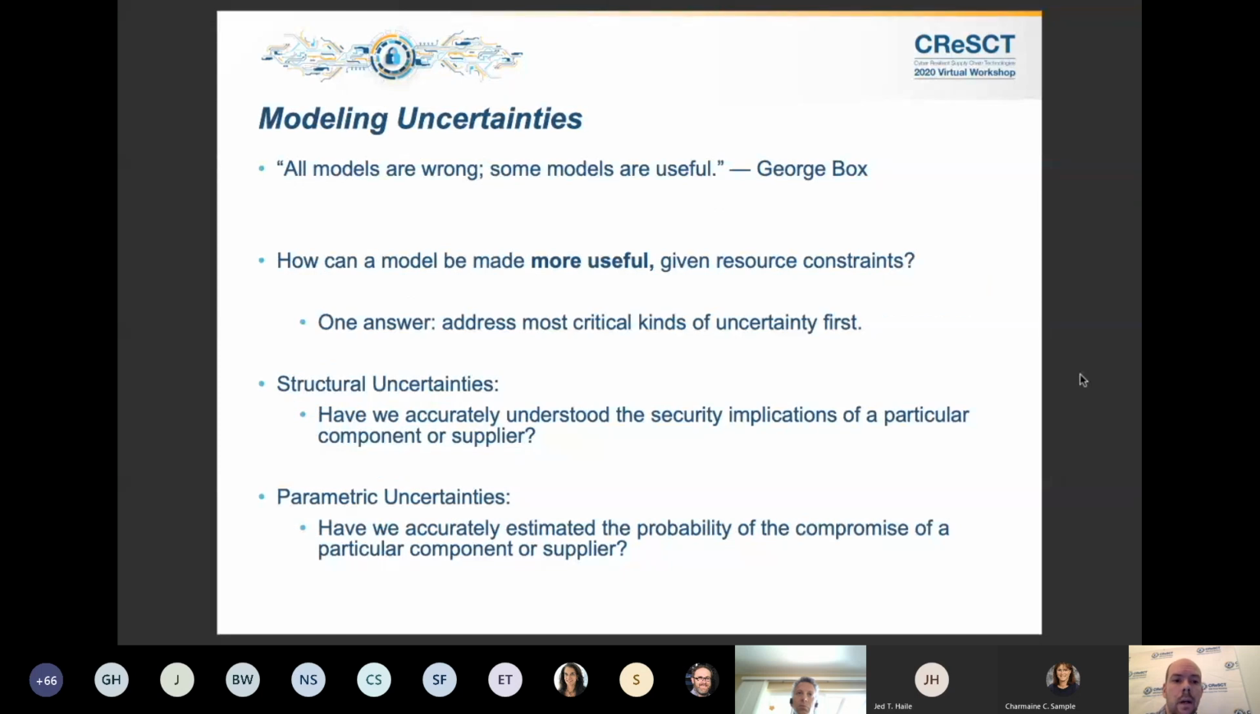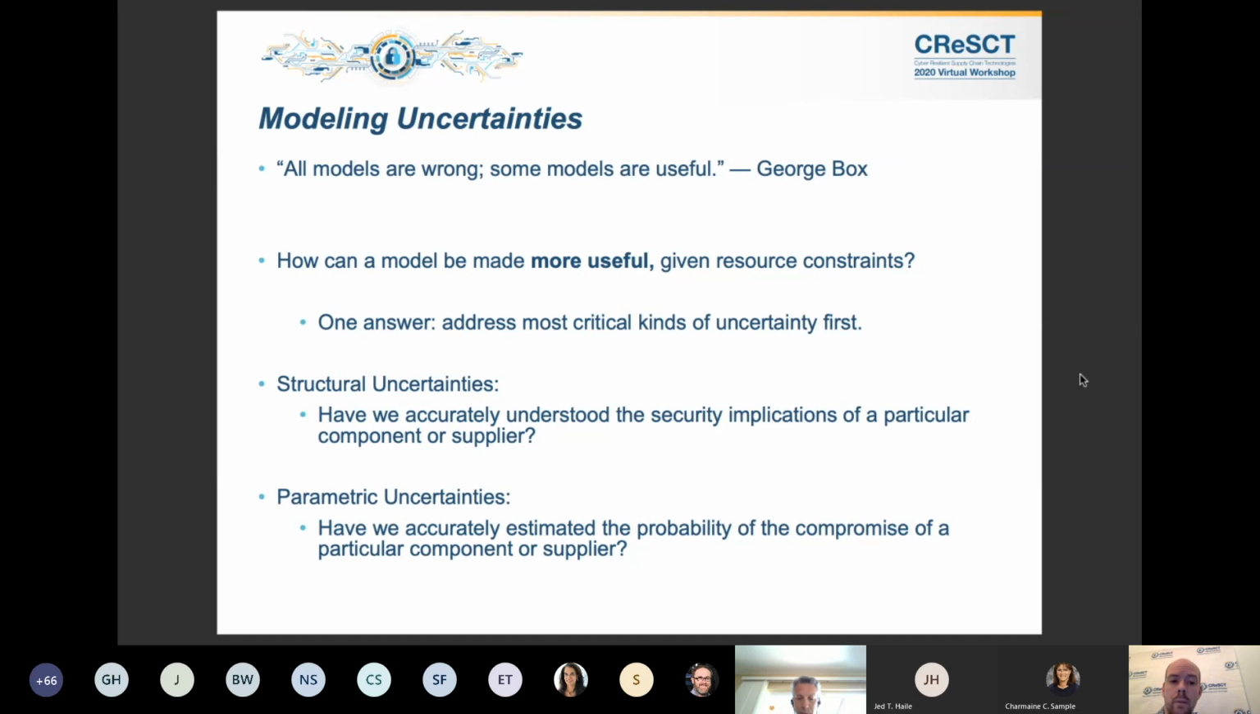George Box said, all models are wrong, some models are useful. You may be thinking that this sort of modeling involves a lot of information. We need to know all of the components, how they're related, their security properties, how they depend on each other, which suppliers are involved. And in addition, we have to have probability values for the failure of any of these and all of these entities. It's a lot of information to get right. So given that our modeling process is going to have resource constraints, how can we make the model more useful?